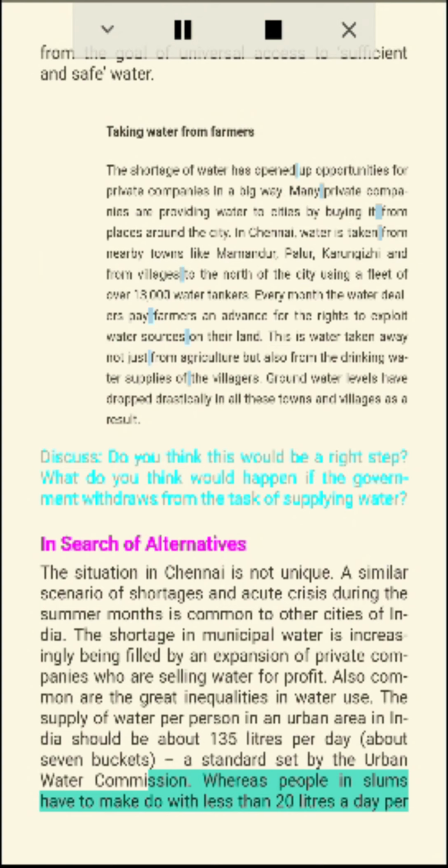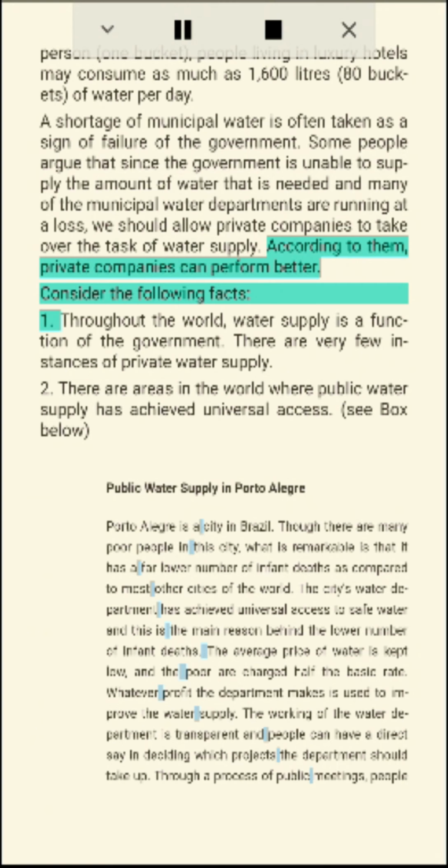Whereas people in slums have to make do with less than 20 liters a day per person, 1 bucket, people living in luxury hotels may consume as much as 1,600 liters, 80 buckets, of water per day. A shortage of municipal water is often taken as a sign of failure of the government. Some people argue that since the government is unable to supply the amount of water that is needed and many of the municipal water departments are running at a loss, we should allow private companies to take over the task of water supply. According to them, private companies can perform better.